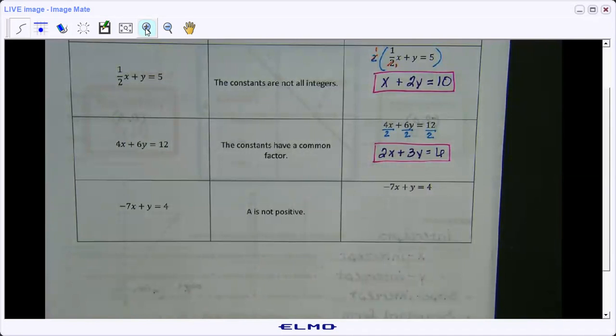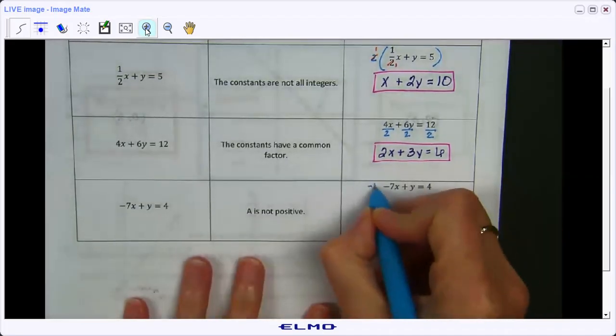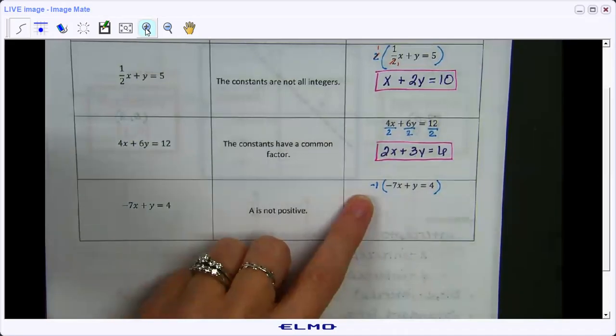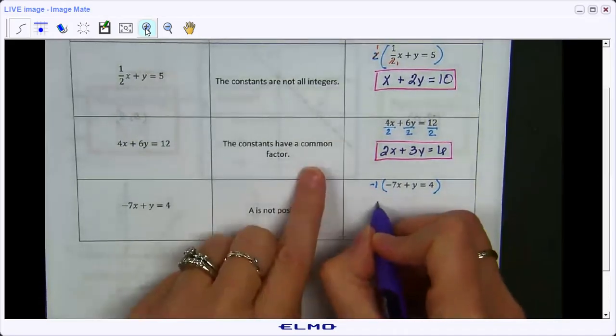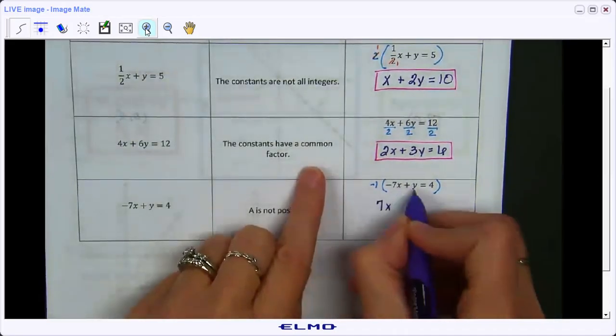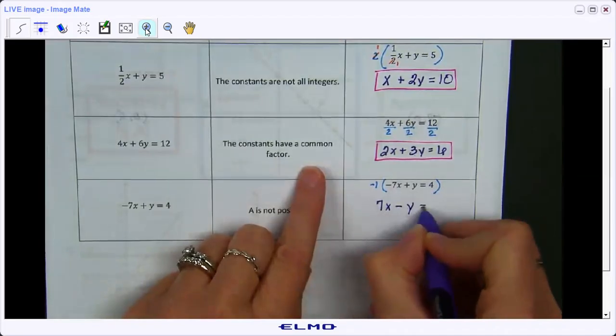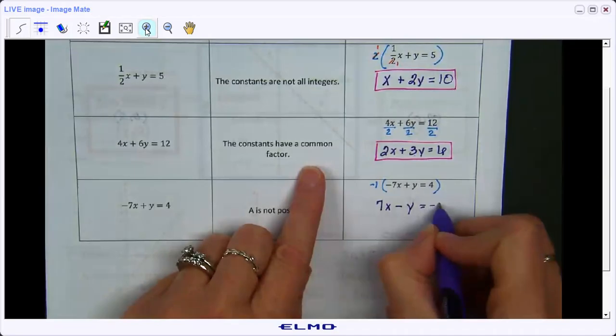Yeah, you can multiply everything by a -1, or you can divide everything by a -1. So I typically multiply everything by a -1. So -1 times -7 is a positive 7x. -1 times a 1y is a -1y. And -1 times 4 is a -4.